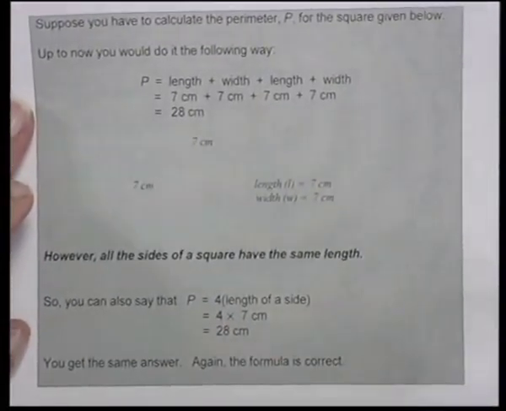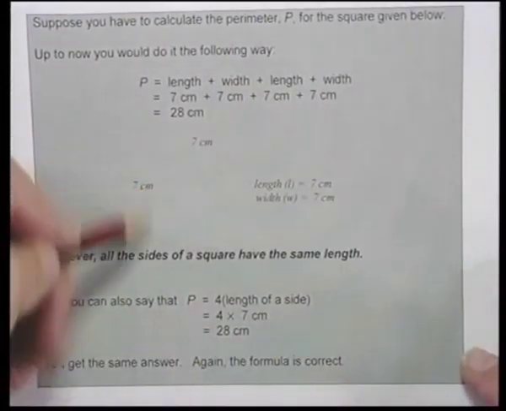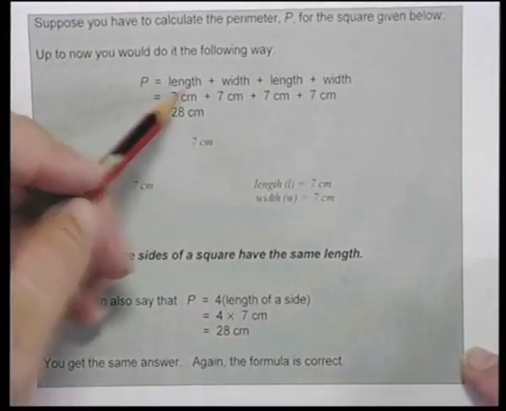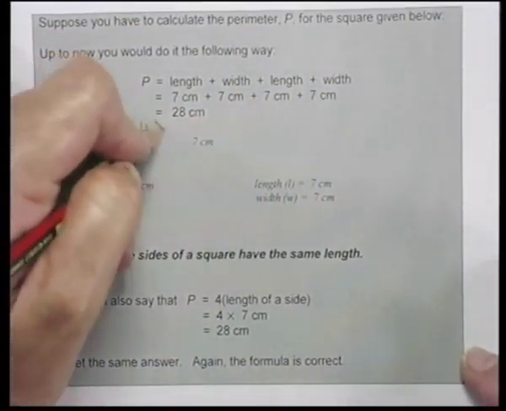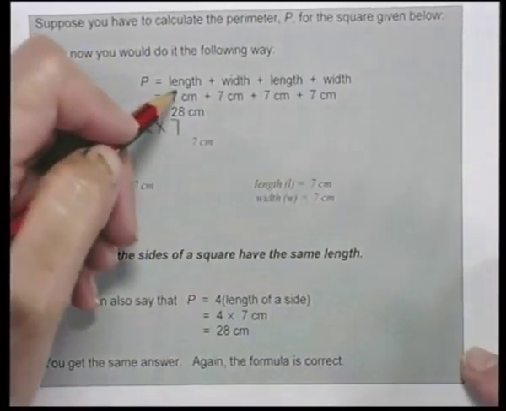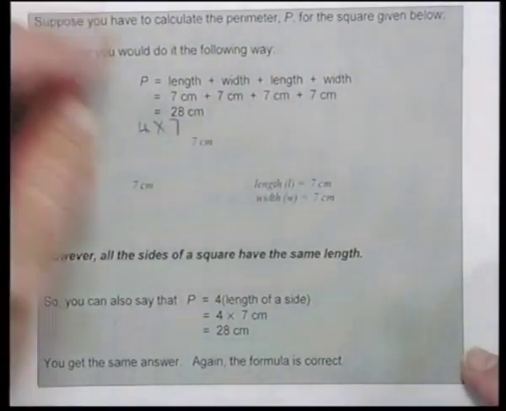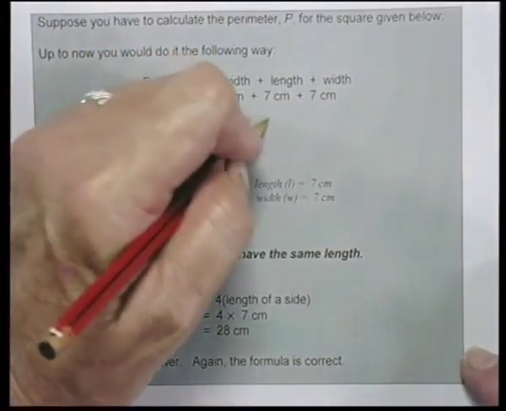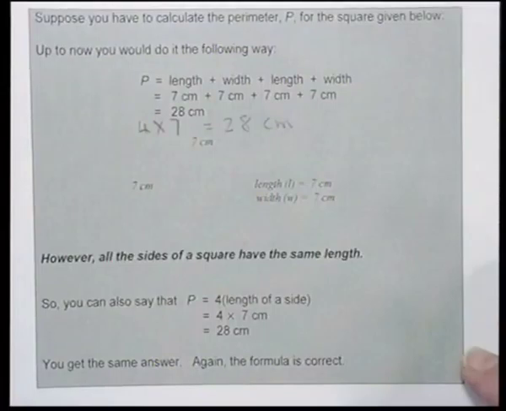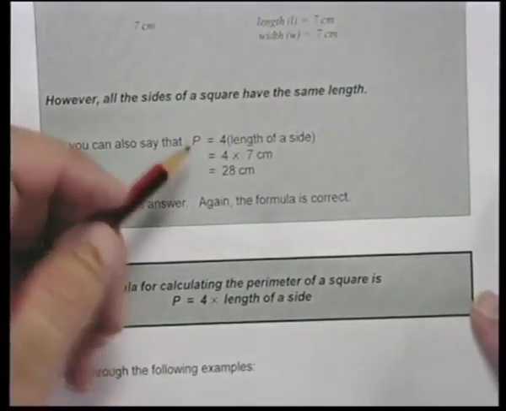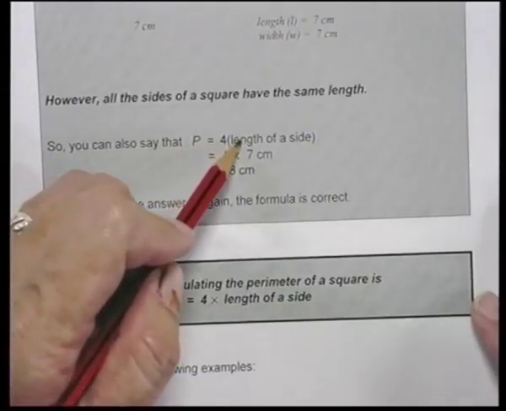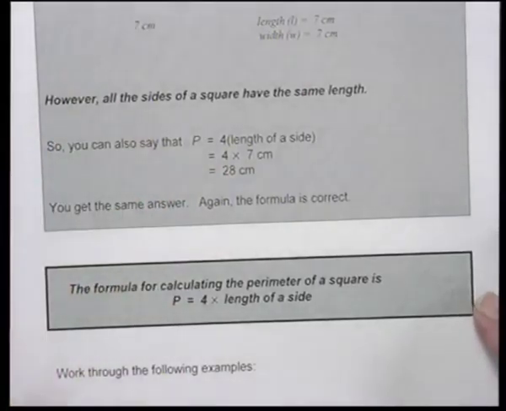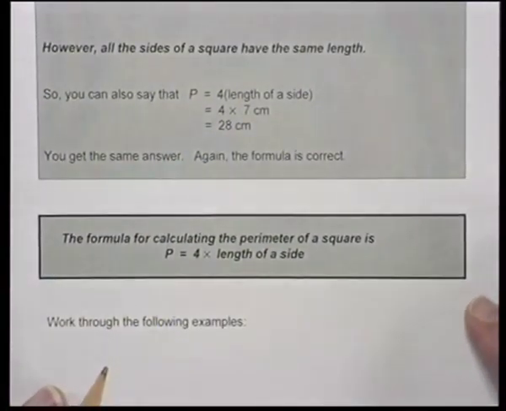The perimeter of a square. This square is 7 centimeters by 7 centimeters. 7 plus 7 plus 7 plus 7, or we could say 4 times 7. 1, 2, 3, 4. 4 times 7, which is also 28 centimeters. So the formula is: P, the perimeter, is equal to 4 times the length of one side. 4 times 7. So the formula is correct.